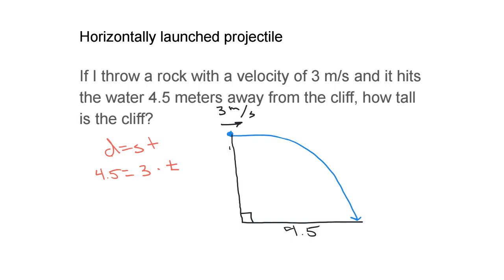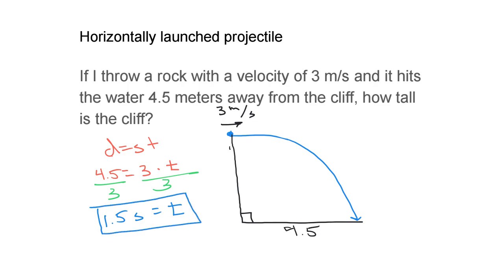And we know that it hits the water 4.5 meters away. So it's traveled 4.5 meters purely horizontally. All right, so let's divide both sides by 3. 4.5 divided by 3 is going to be 1.5 seconds equals our time. Notice I ignore the units because I'm doing everything in meters and seconds, so I don't have to keep writing them. All right, so now I know the time. Now that I know the time, I can start focusing on the vertical movement.